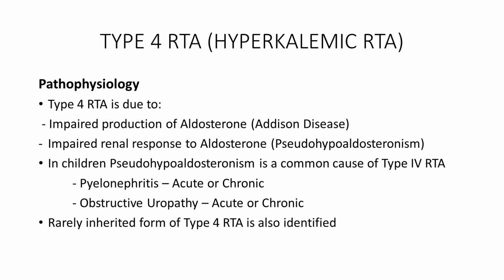Now, basically, type 4 RTA is impaired production of aldosterone, as I said, Addison disease, or impaired response to aldosterone, which is called pseudohypoaldosteronism. Aldosterone is being produced, but the kidneys are not responding. In children, pseudohypoaldosteronism is a common cause of type 4 RTA, basically because of acute or chronic pyelonephritis or any form of obstructive uropathy. Rarely, an inherited type of RTA is also identified.